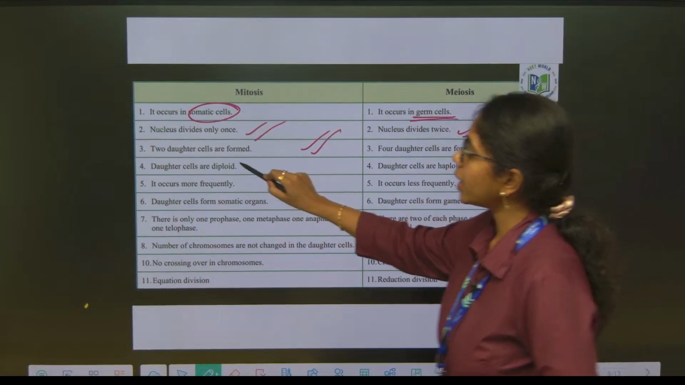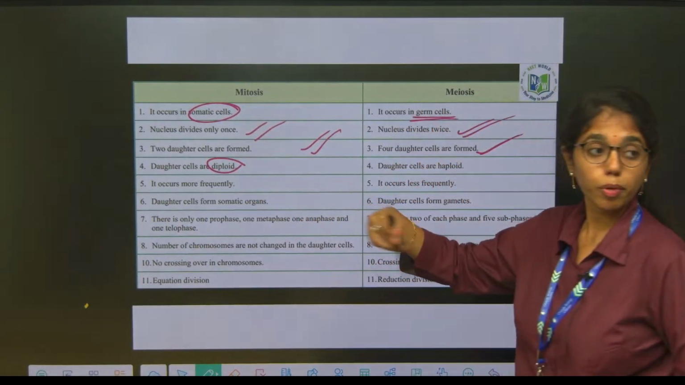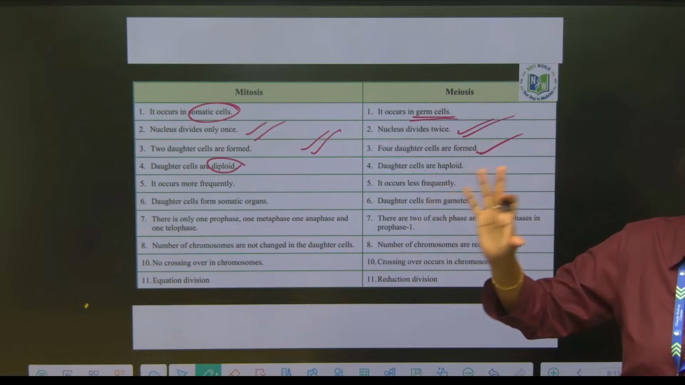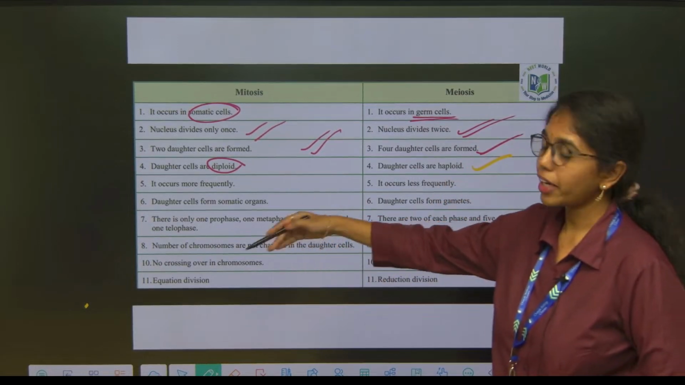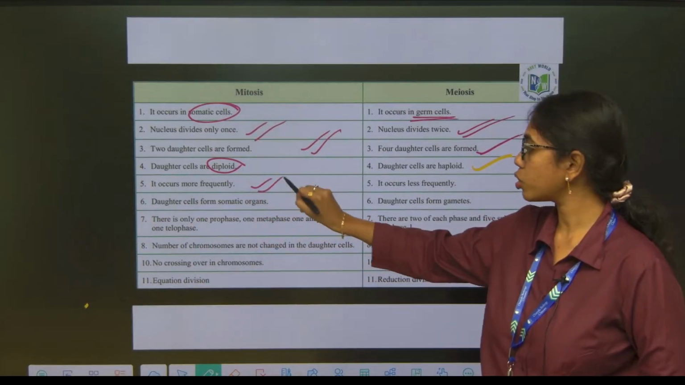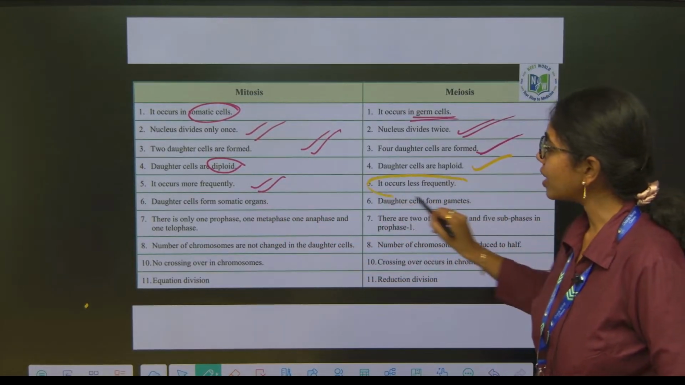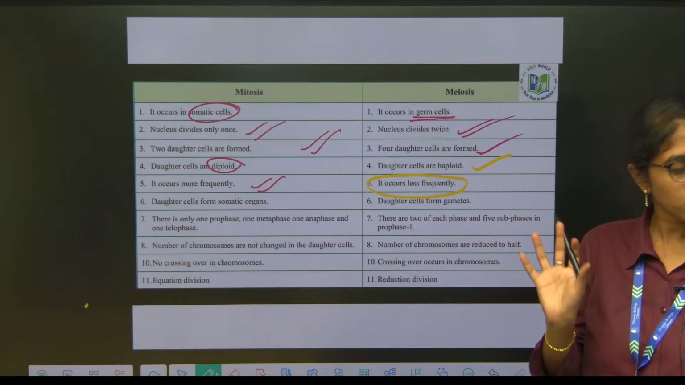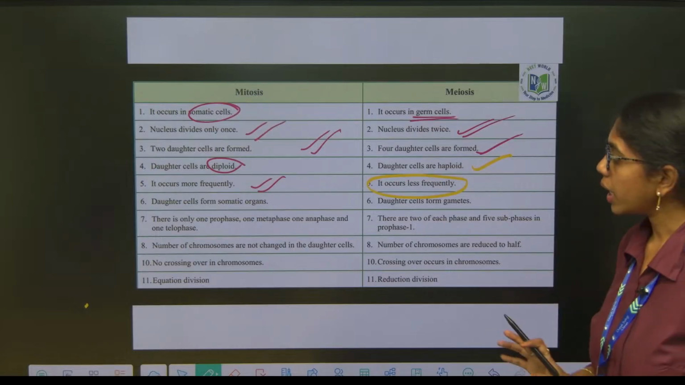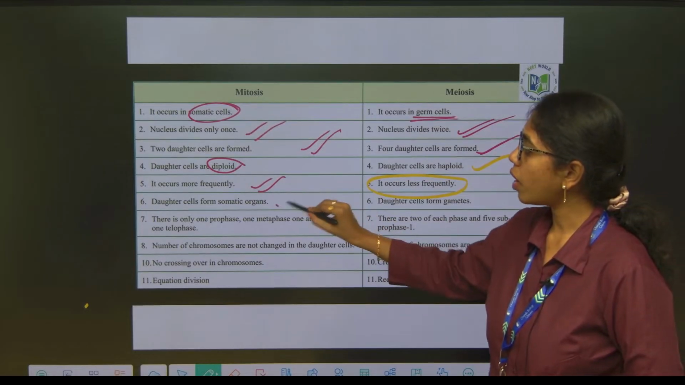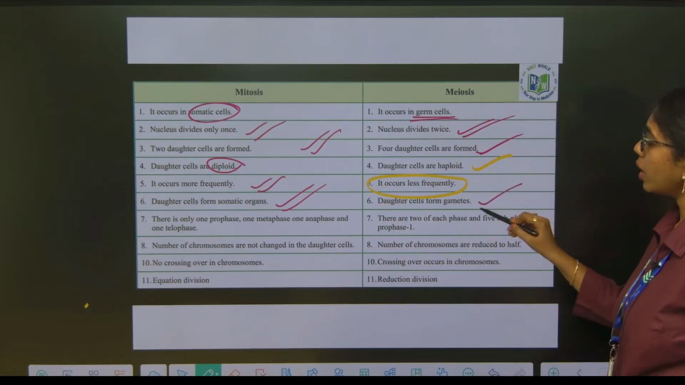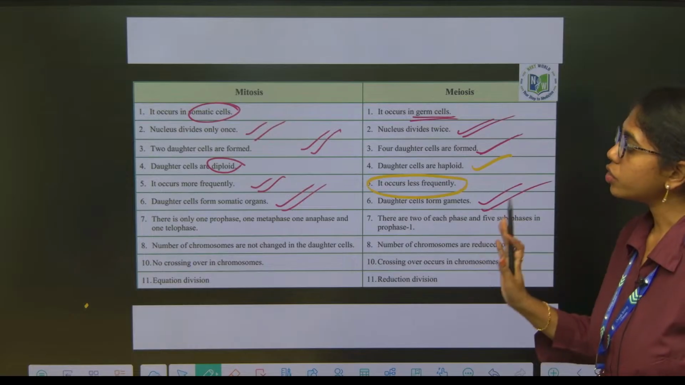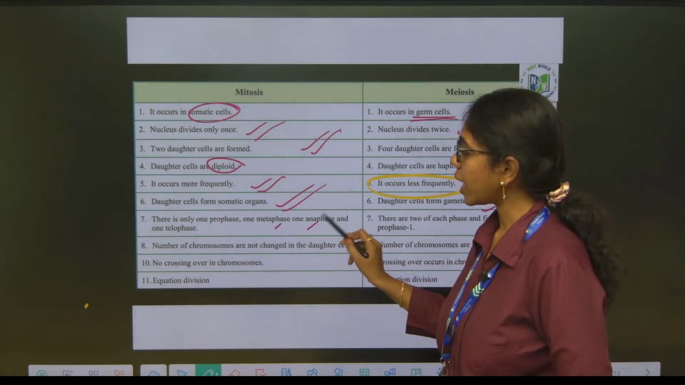Daughter cell's ploidy is same as that of parent cell. Here the ploidy is haploid. Mitosis occurs more frequently in the somatic cells. Meiosis occurs less frequently because it occurs only in the germ cells. Okay, and daughter cells form what? Somatic organs, and here daughter cells form what? Gametes. There is only one prophase, metaphase, anaphase and telophase.